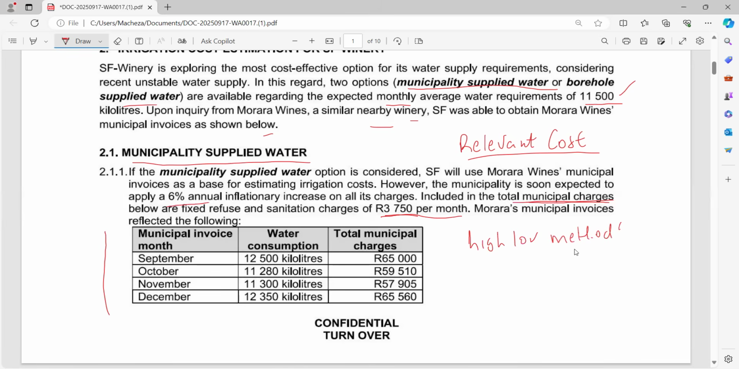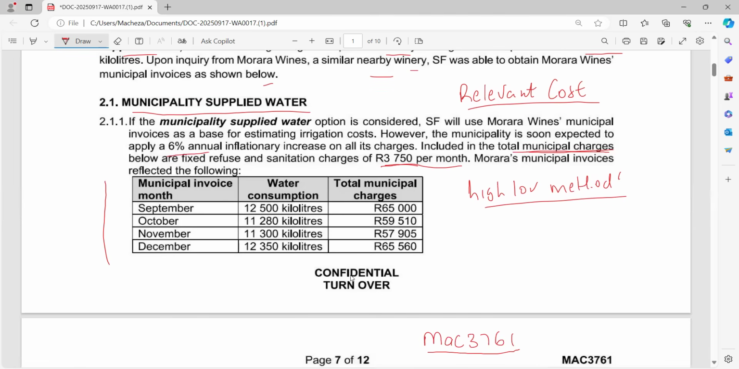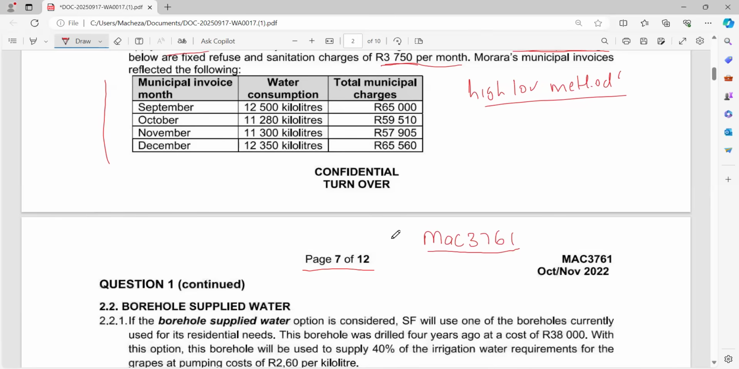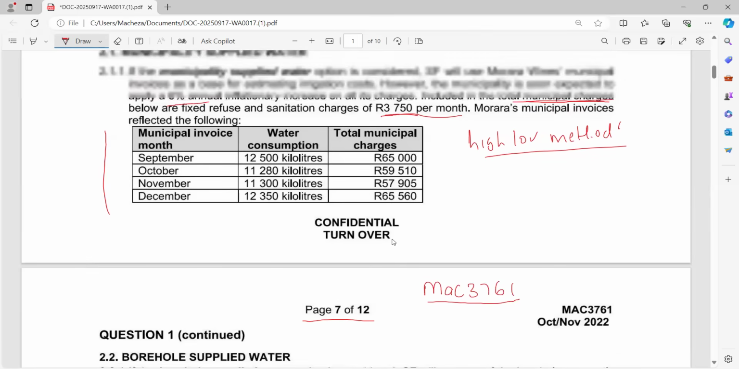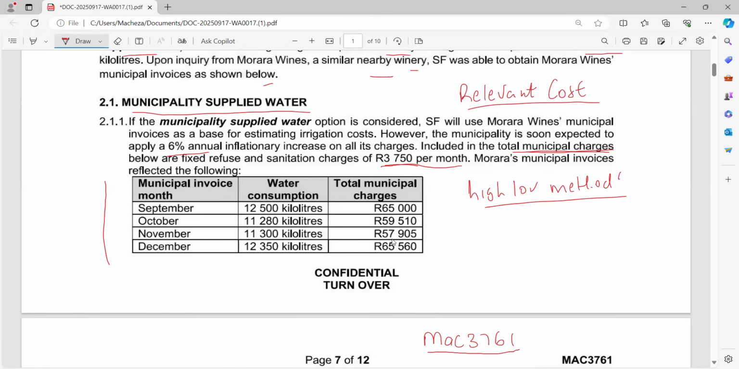The high-low method. Right, so let's look at what else we have there. This is the invoice from Morara's municipality invoices. This is the invoice. Then let's check if there is anything else. That's all. So what are we going to do with the municipality water supply?